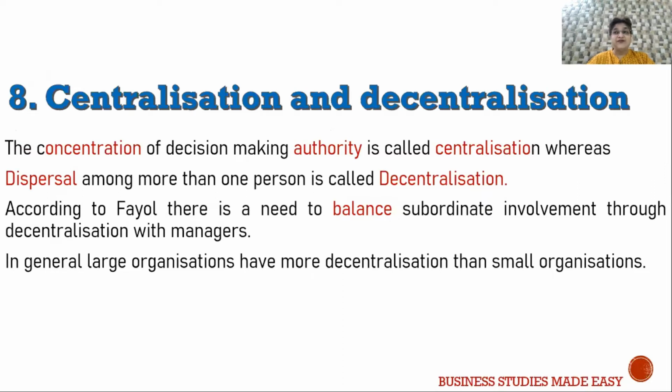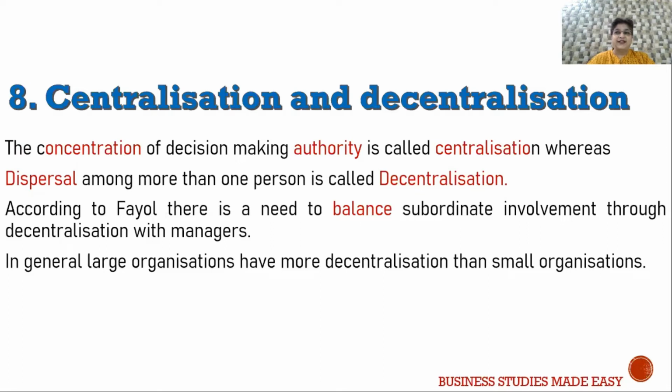Or where secrecy is very important, then all the decisions are taken only in one place so that nobody knows the secrets. And decentralization is generally done in large organizations where too many people are there and all the decisions cannot be taken by the top management. But Fayol said there should be a balance between centralization and decentralization.